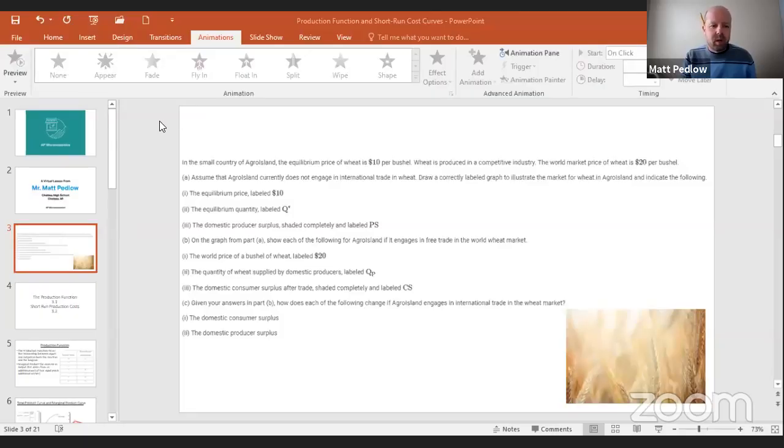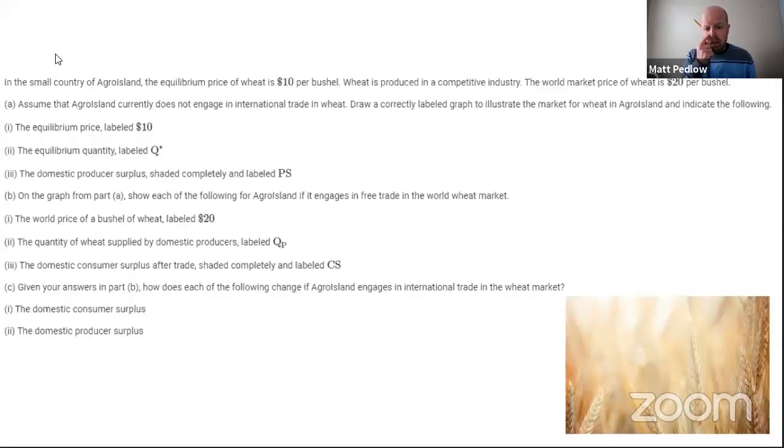Starting off with us today, I know we have the free response that hopefully you got to. It's this one right here, which deals with the agro island and the price of wheat. So let's go ahead and get started on this one. Why don't I go ahead and draw what the graph is going to look like, and then we'll go back and figure this out. So hopefully you guys had a chance to get this done. So it says the price of wheat is $10 per bushel. It is being produced in a competitive industry.